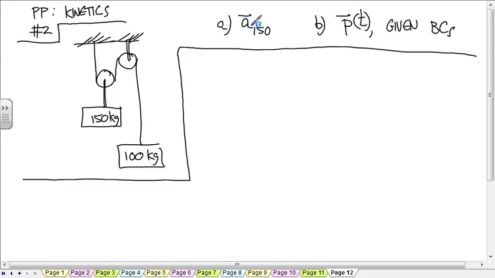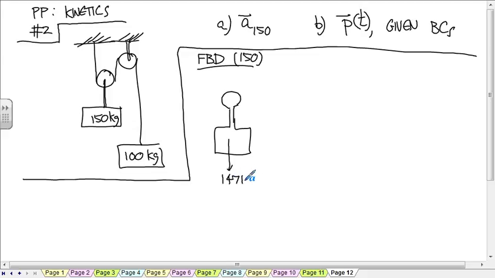So the acceleration of the 150. Let's start with free body diagrams of both of these. So free body diagram of the 150. And I'm going to include all the stuff that's hanging. So what forces are acting? We know there's weight, so that's 150 times 9.81, so 1471.5. And then the only place that there's contact with this boundary is the cable tension in two places.